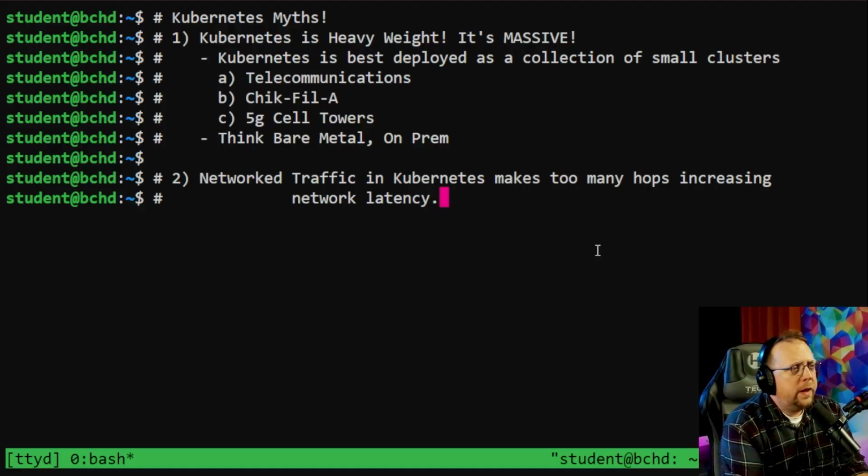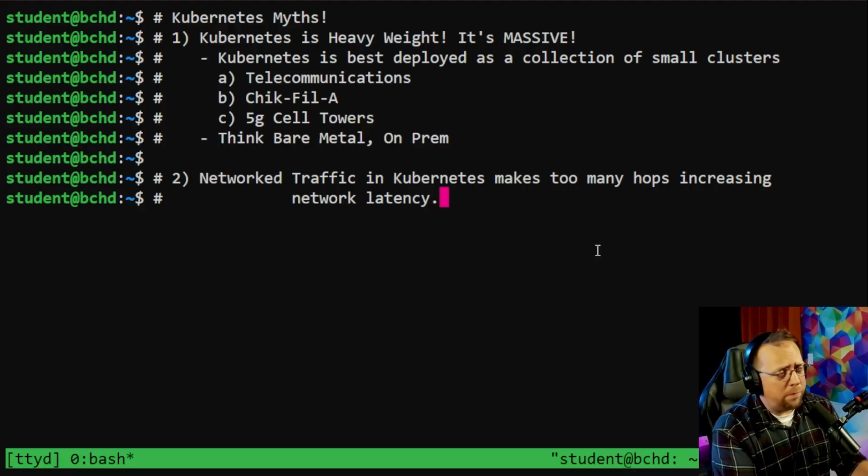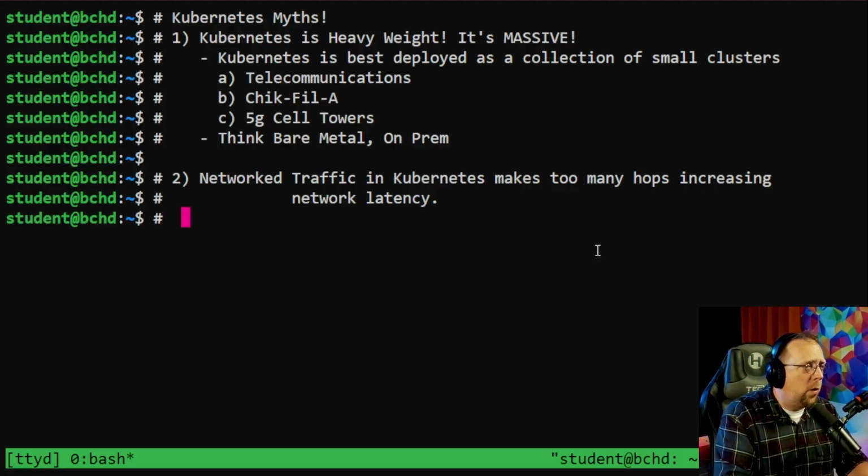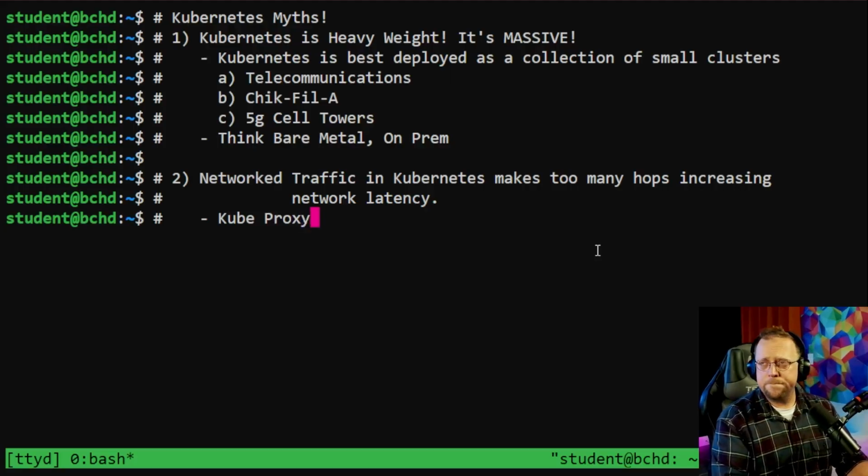So, sure, if you don't know how to use Kubernetes, this could potentially be true, but in reality, Kubernetes kind of takes care of this problem for you. And here is the reason why Kubernetes takes care of this problem for you: Kubeproxy.